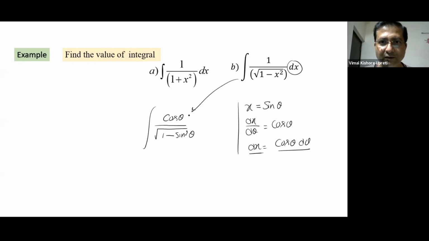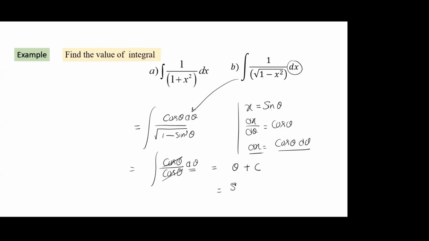Cos theta d theta. 1 minus sine square theta under root will give you cos theta, right? Numerator also we have cos theta. So it got reduced to a very simple format whose integration we know. Integration of d theta is theta plus a constant, and theta is sine inverse x, so sine inverse x plus c.